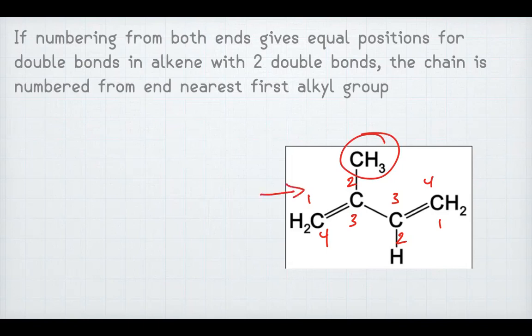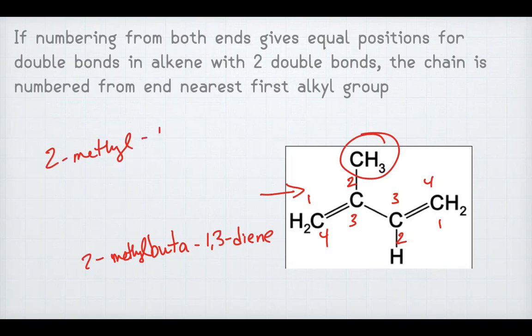So again, starting with the parent name, it has 4 carbons, which is bute. There are 2 double bonds, so it's buta, and then it was 1, 3, diene, and then this is methyl, and methyl's on 2. 2-methylbuta-1,3-diene. If you do it the other way, it would be 2-methyl-1,3-butadiene. So it just depends on your preference.